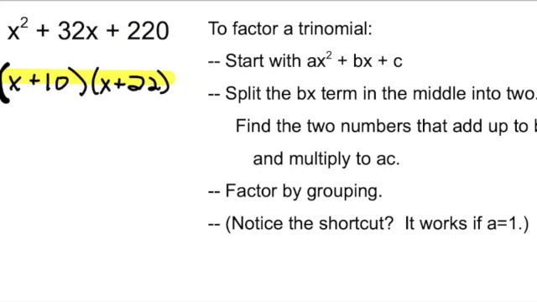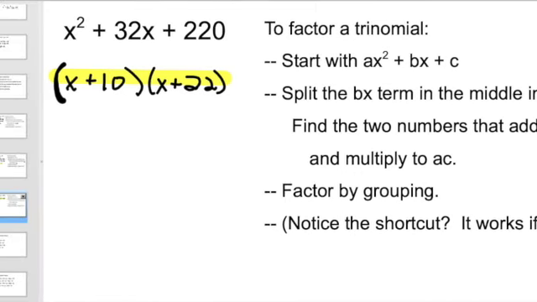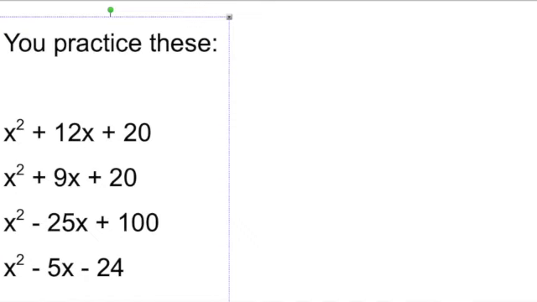I would like you to try some of these now. So I am going to put up some practice questions. I'd like you to pause the video. I'd like you to try these, figuring out what adds up to 12 and multiplies to 20. Then what adds up to 9 and multiplies to 20. What adds up to negative 25 and multiplies to 100. Here's a hint, they're both negative. And then what adds up to negative 5 and multiplies to negative 24. And your hint here is that one is positive, one is negative. So go ahead, pause your video.